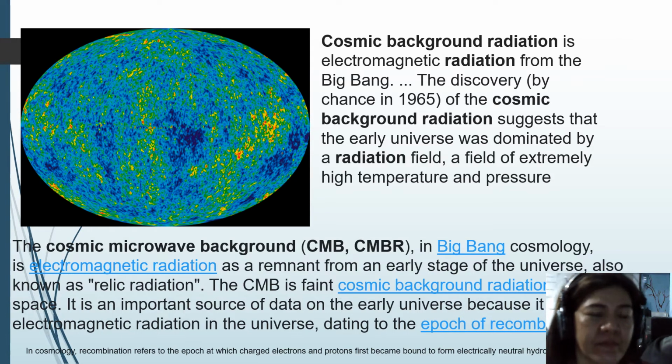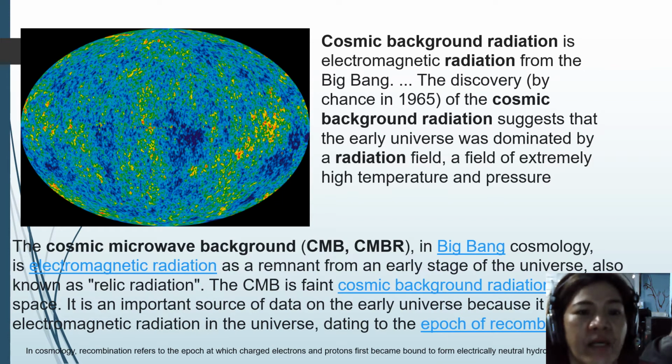Now, what is the cosmic microwave background? Okay, cosmic background radiation is an electromagnetic radiation from the Big Bang. The discovery by chance in 1965 of the cosmic background radiation suggests that the early universe was dominated by a radiation field, a field of extremely high temperature and pressure. So, in Big Bang cosmology, it is electromagnetic radiation as a remnant from an early stage of the universe, also known as relic radiation.